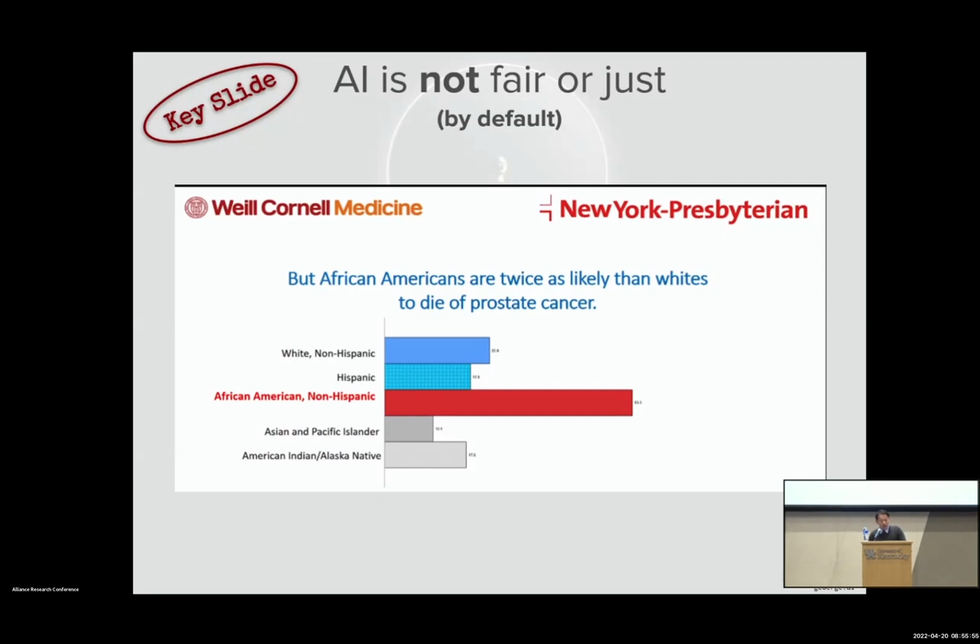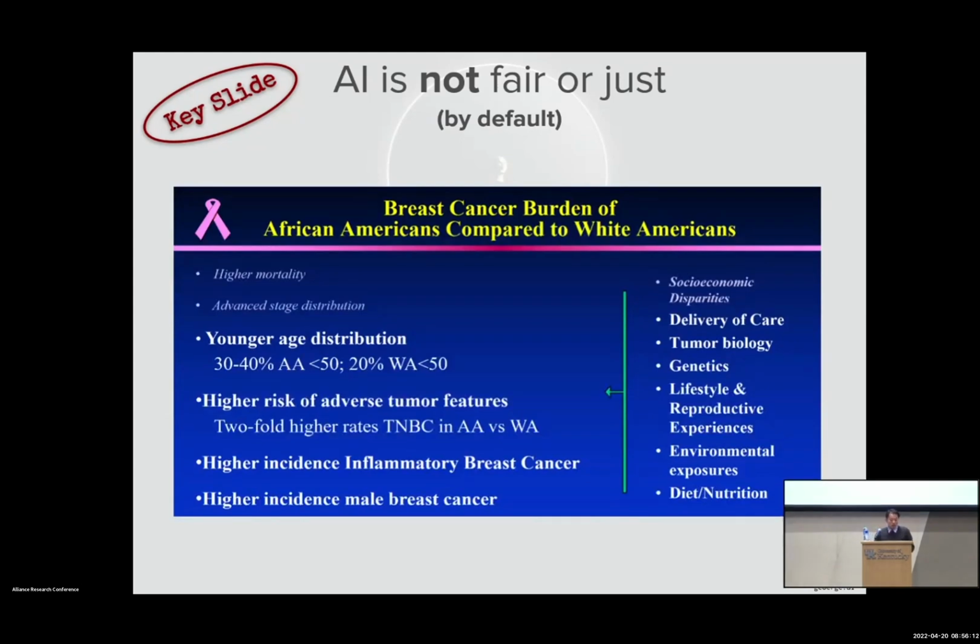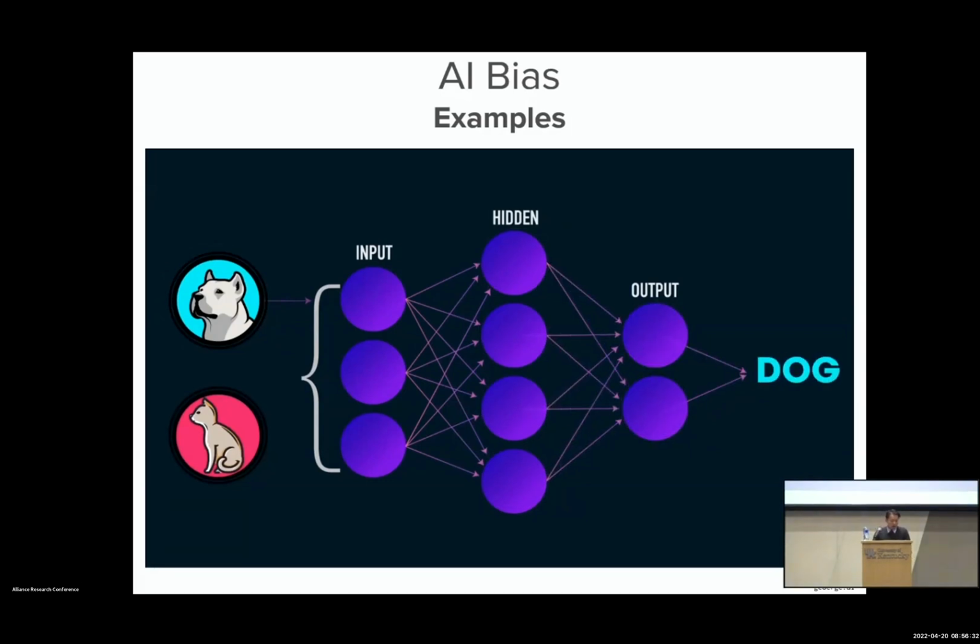And we know this is true, right? So this is an example. This is a slide from one of my colleagues where we know that African Americans are twice as likely than whites to die of prostate cancer. We know this is true for breast cancer. They have kind of a younger age distribution, higher, more severe disease essentially, right, than whites. So we see example after example of this. And so if we're creating AI for these diseases, we need to be aware of that.